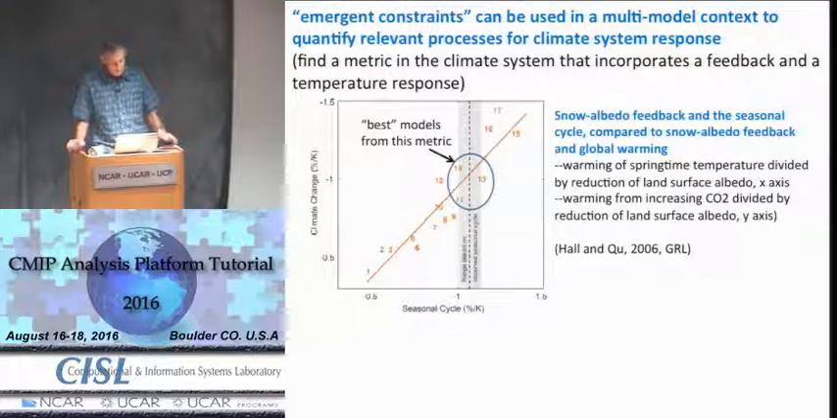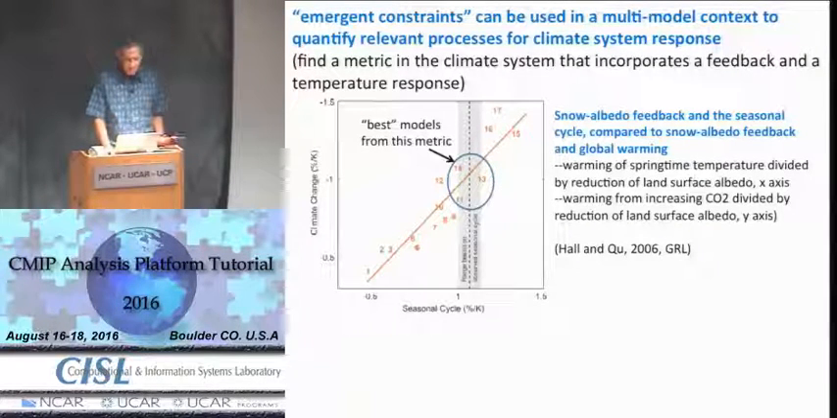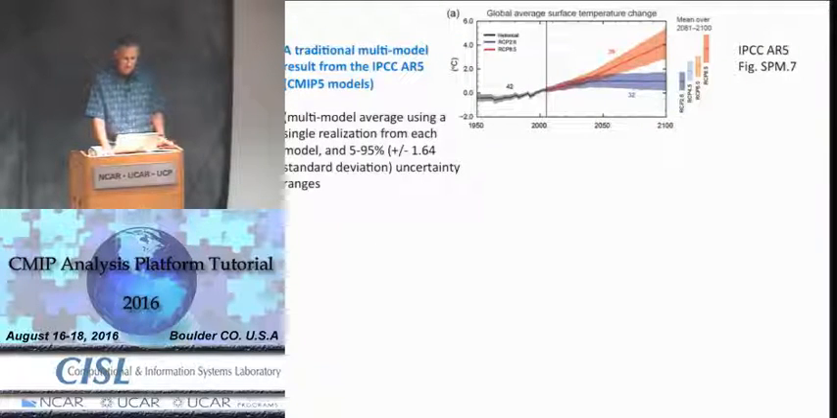And the good thing about this is that you actually know what this value is for the observations for this seasonal cycle, and that's this value right here. And you can come up here in this line, and you can say, okay, these models that are somewhere near this intersection of this regression line with this observational line are probably the models that are giving about the right value for this climate change feedback parameter. And these three models here seem to be the best, from this metric, at getting this relationship. And this idea of emergent constraints is something that's being used more and more, using a lot of different quantities. So this is a new way of looking at multi-models.